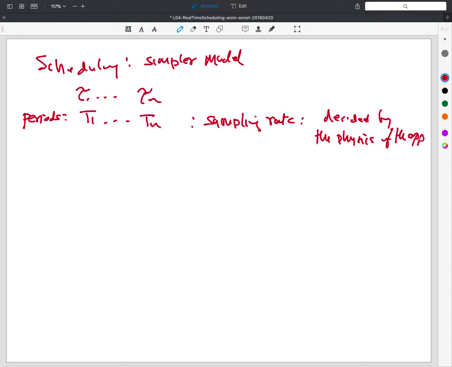Then we had another thing which I had called the phase, but which is really the arrival of the first instance of a task. So remember, each one of these tasks, they fire repeatedly because they are acting upon a stream of events corresponding to the stream, right?